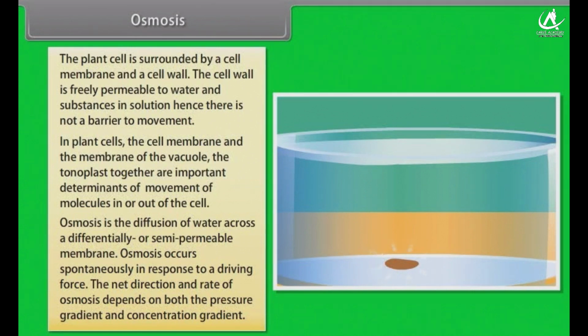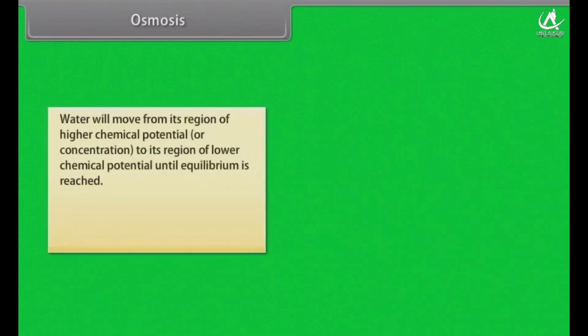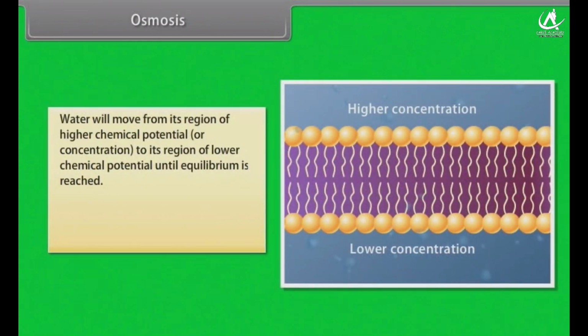Osmosis occurs spontaneously in response to a driving force. The net direction and rate of osmosis depends on both the pressure gradient and concentration gradient. Water will move from its region of higher chemical potential or concentration to its region of lower chemical potential until equilibrium is reached. We can better understand it with the help of an experiment.